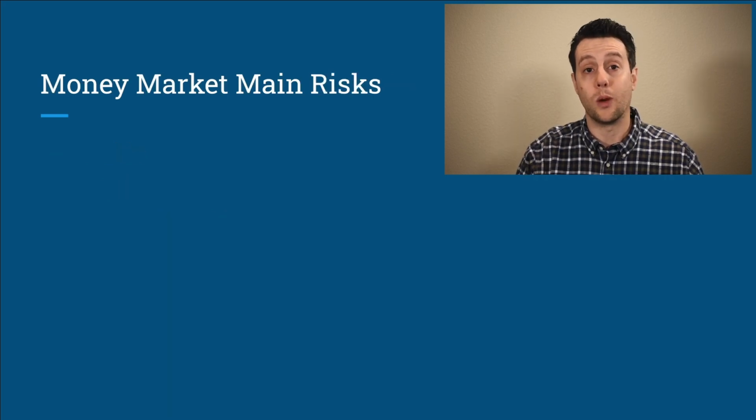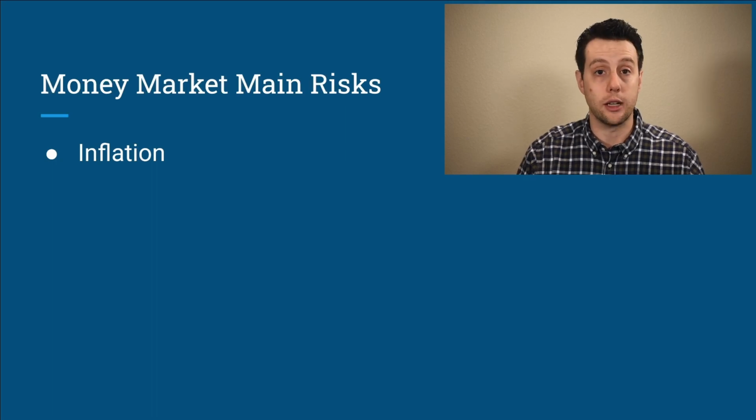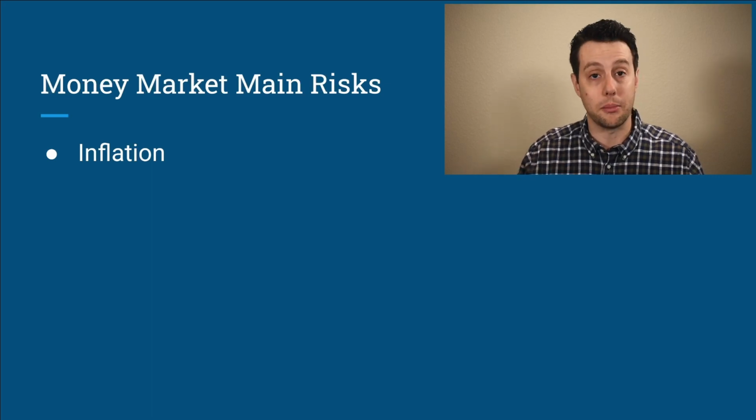So what are the main risks with money market funds? The first major risk is inflation. Inflation right now is around 6%, but money market funds are still yielding only around 4.5% to 5%. This means you're effectively losing real value every month to inflation. And you also have to pay taxes on the interest from the money market funds, which makes it even worse.